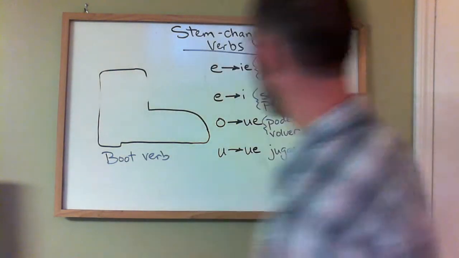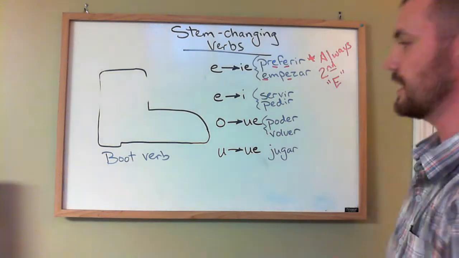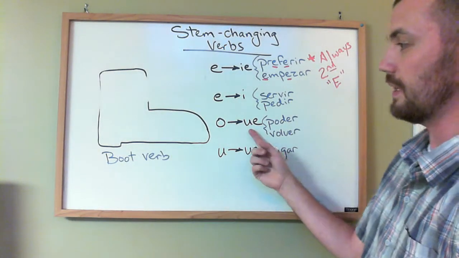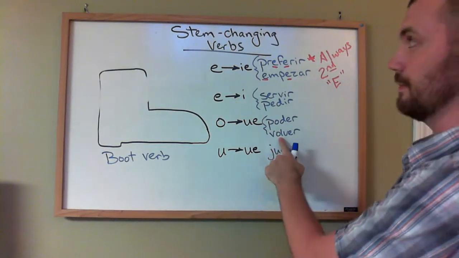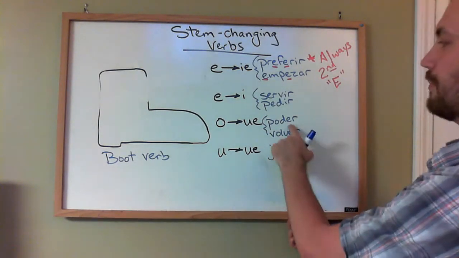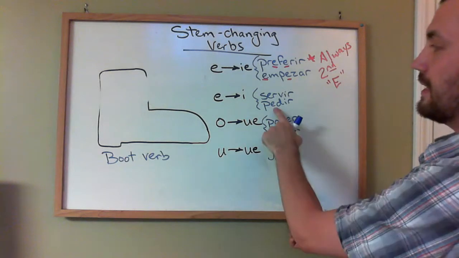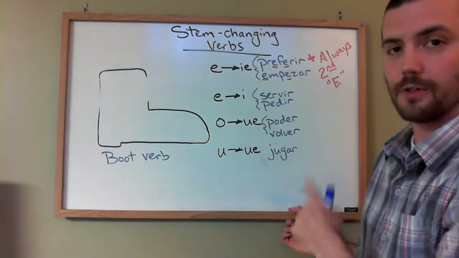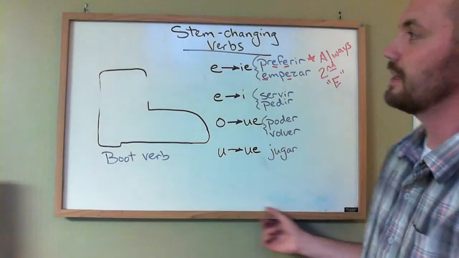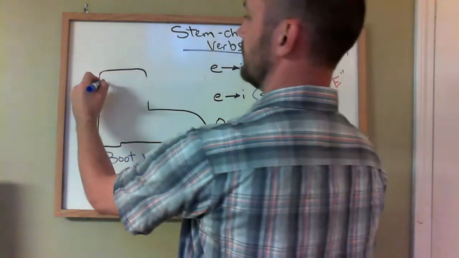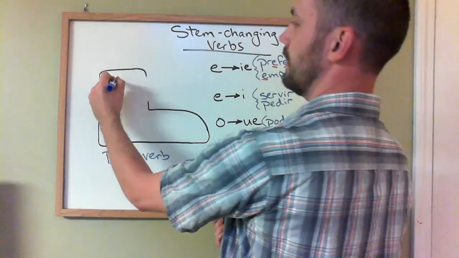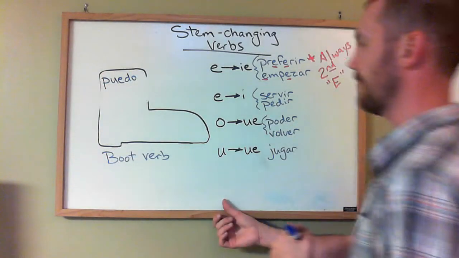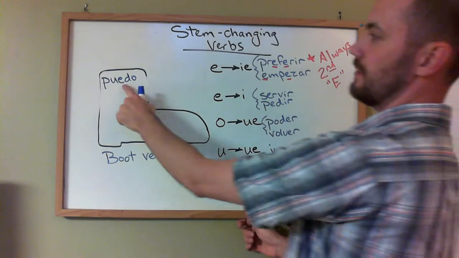We have O to UE stem changing verbs, or O to UE boot verbs. You'll note that these have O's in the stem. Let's look at poder. Pedir meant to ask for, to order. Poder is to be able to do something. Since it's O to UE, we'll start out with puedo. Notice how the O changed to UE.